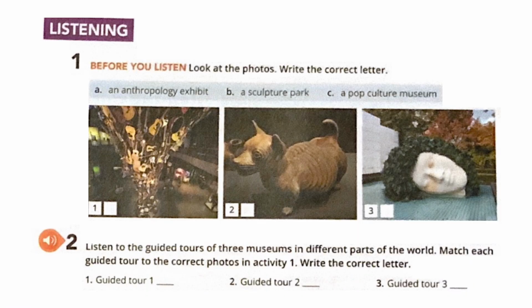Listening. Listen to the guided tours of 3 museums in different parts of the world. Match each guided tour to the correct photos in Activity 1. Write the correct letter.